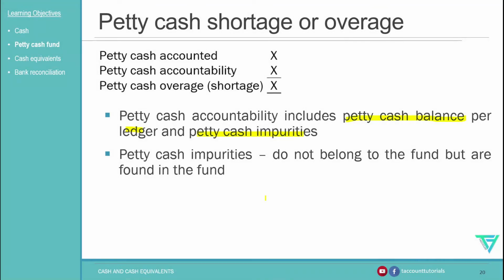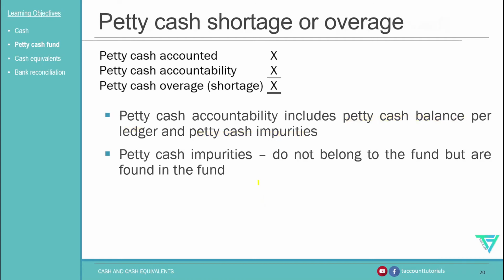So what are these petty cash impurities? Maybe there is a shortage in the petty cash fund. That's why the petty cashier placed some items in the fund to conceal the shortage. Later we'll be solving problems involving petty cash, particularly computation of petty cash shortage or overage.